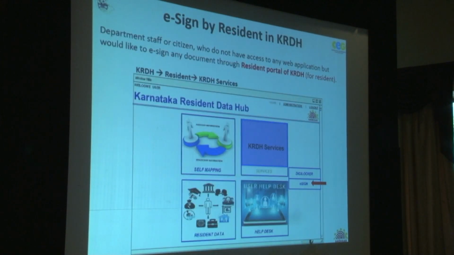Now I will also touch slightly upon the Karnataka Resident Data Hub. It is integrated with the Data Hub.